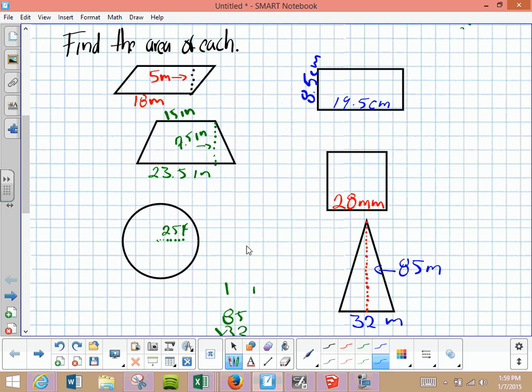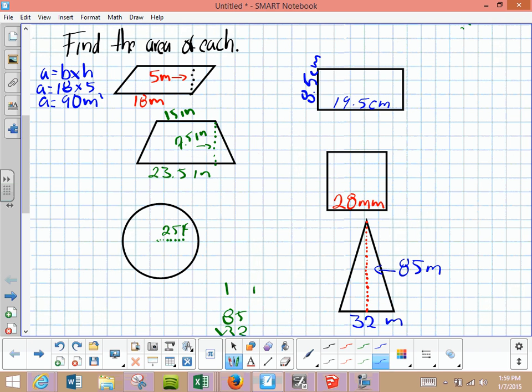All right. Let's start with the first one. Find the area of the parallelogram. What do we get? What's the formula? So base is 18 times 5, right? 90? 90 what? 90 square meters, right? Square meters.